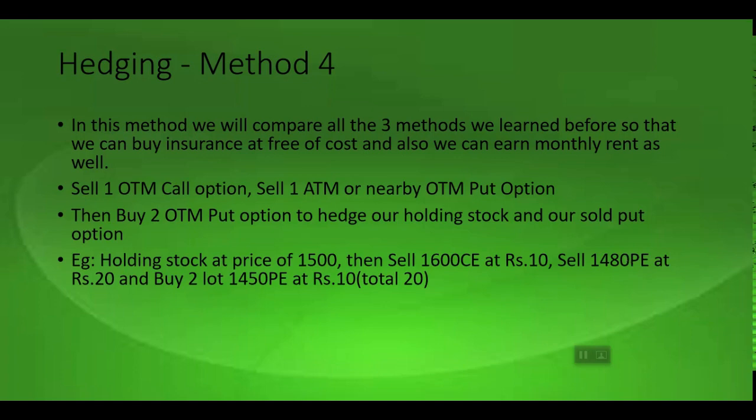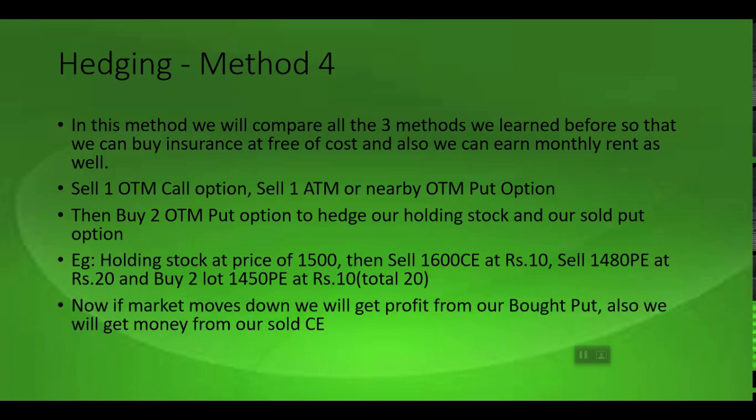So in this case, we'll be collecting the premium at the call side as our rental income, and we'll be buying that insurance at free of cost. Okay, so in this case, if the stock moves above this 1600 level, then we need to book the profit and come out of the trade.